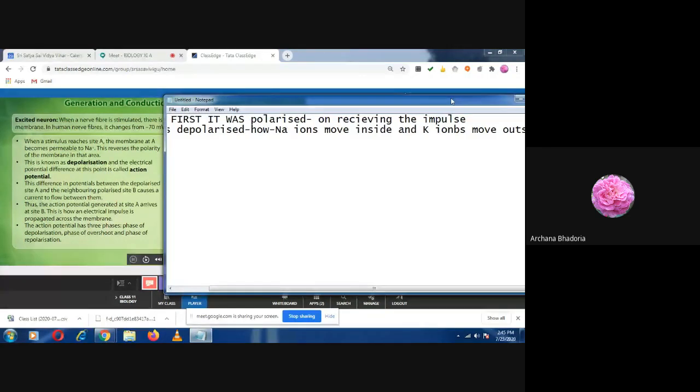So site B will get depolarized. Now as soon as site B is depolarized, you will find site A will get repolarized. Now how does it get repolarized? Again the permeability will alter. The sodium will start moving outside again and potassium inside. Is it clear? Now you have noted this much: it causes current to flow between them.